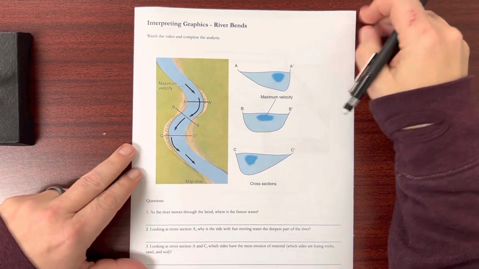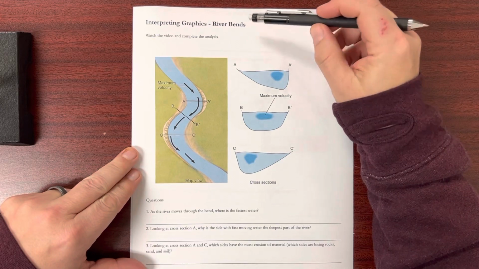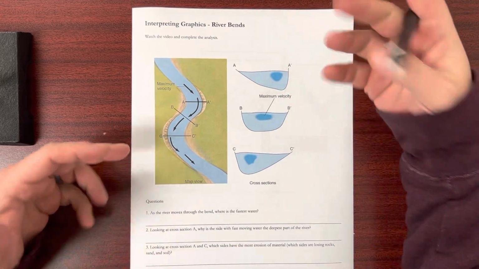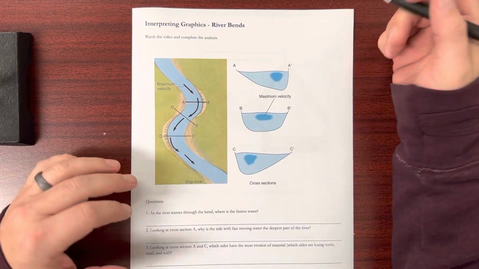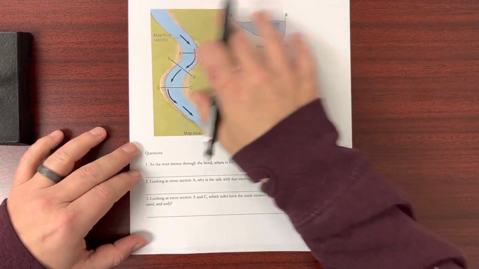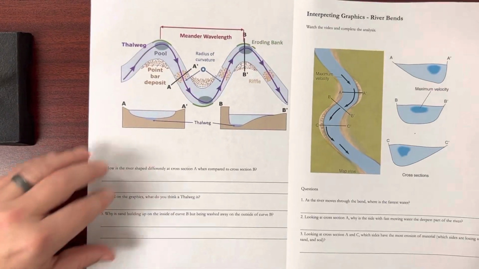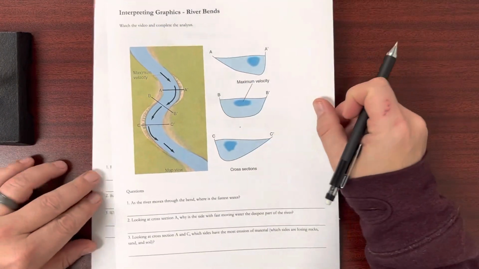Good morning. I just wanted to quickly go over this worksheet, interpreting graphics on river bends and how rivers form, why they form these big bends and stuff like that. You've got some images here with some questions on both pages. There's an image and questions.